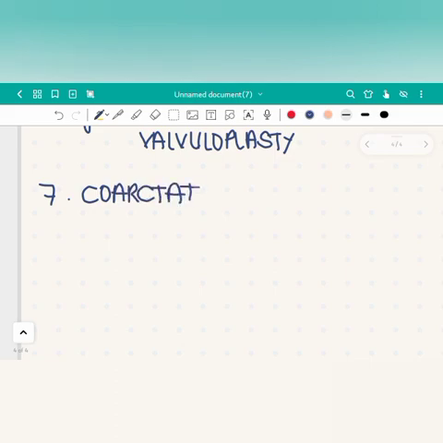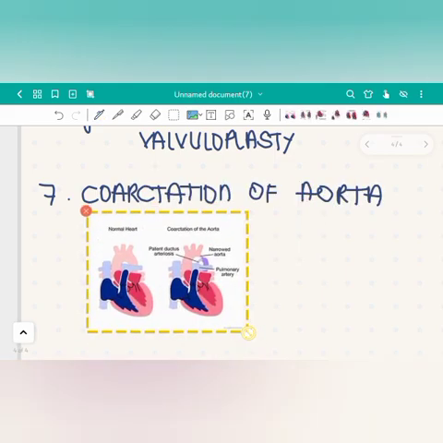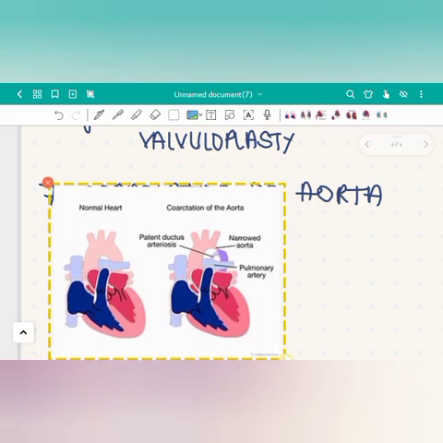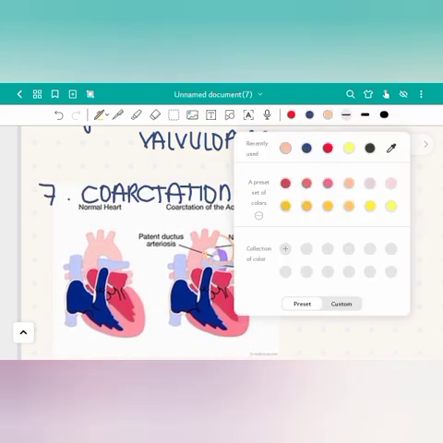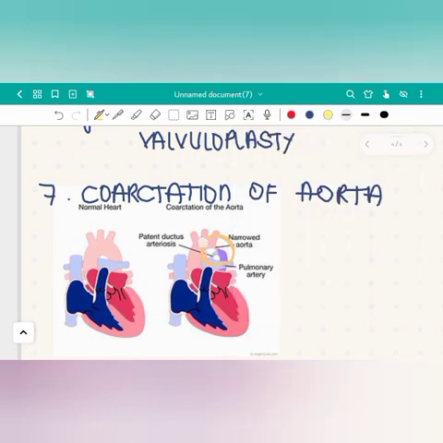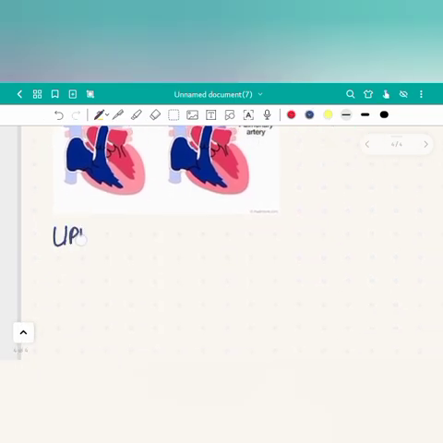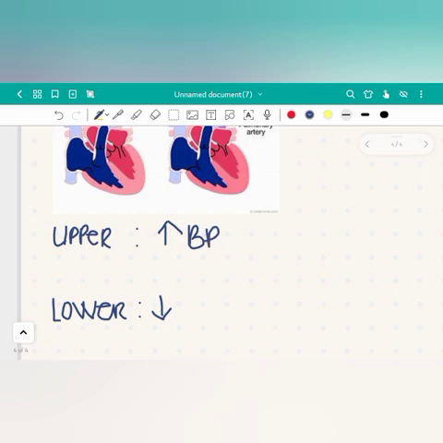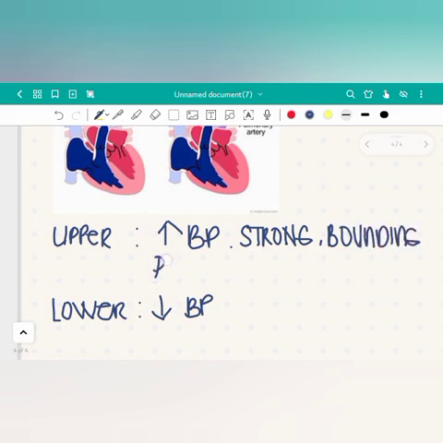So here, as you can see, in the normal heart, same lang yung size ng aorta. But in the coarctation of aorta, there is a narrowing of the aorta. So here, normal yung cardiac output niya. But in the upper and lower extremities, they have different symptoms. So in the upper body, there is an increase in BP. And lower body, decrease in BP. And dahil increase yung BP niya, usually it is strong bounding pulse, diba? Kapag lower naman yung BP, weak and thready pulse. So, yun yung mga dapat nating tandaan.